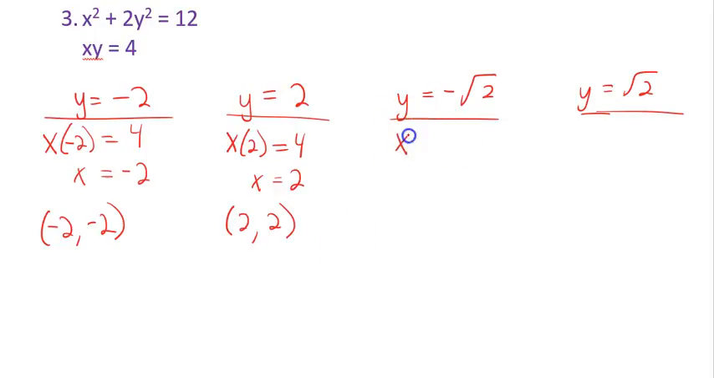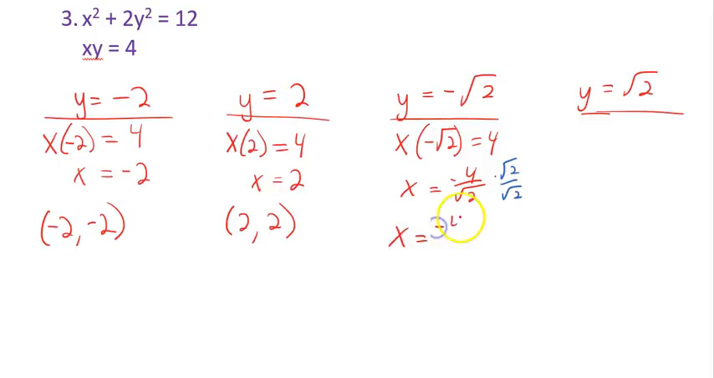My third one, I have x times the negative square root of 2 equals 4. When I divide here, I have to think almost like I do on my unit circle. I have to rationalize, so I have to multiply by the square root of 2 over the square root of 2. So x is going to equal negative 4 square roots of 2 over 2, and then that's going to reduce to negative 2 square roots of 2. So the point where they cross is negative 2 square roots of 2, negative square root of 2.